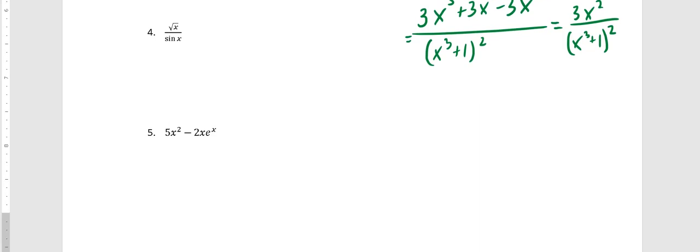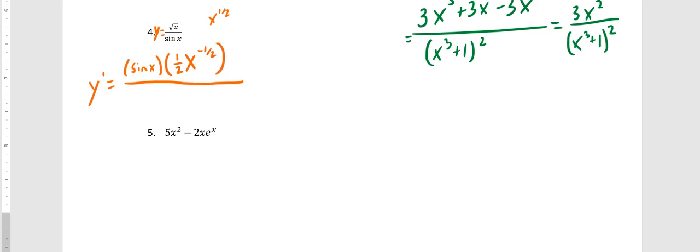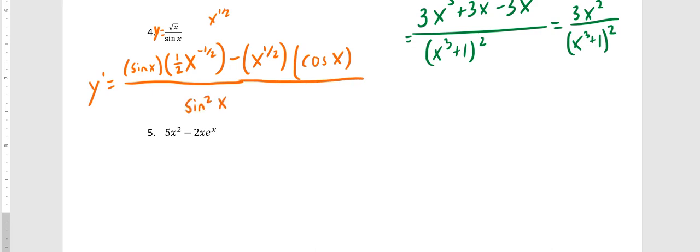Number 4 is going to require some quotient rule. The derivative of that, if we call this thing y prime, is going to be low d high, derivative of x to the 1/2, remember, is 1/2 x to the negative 1/2, low d high minus high d low, derivative of sine is positive cosine, all over low squared.